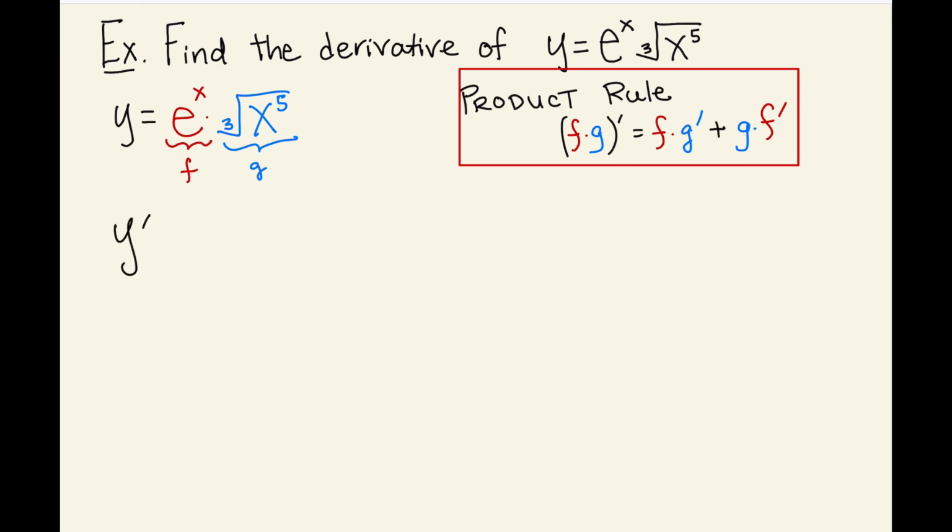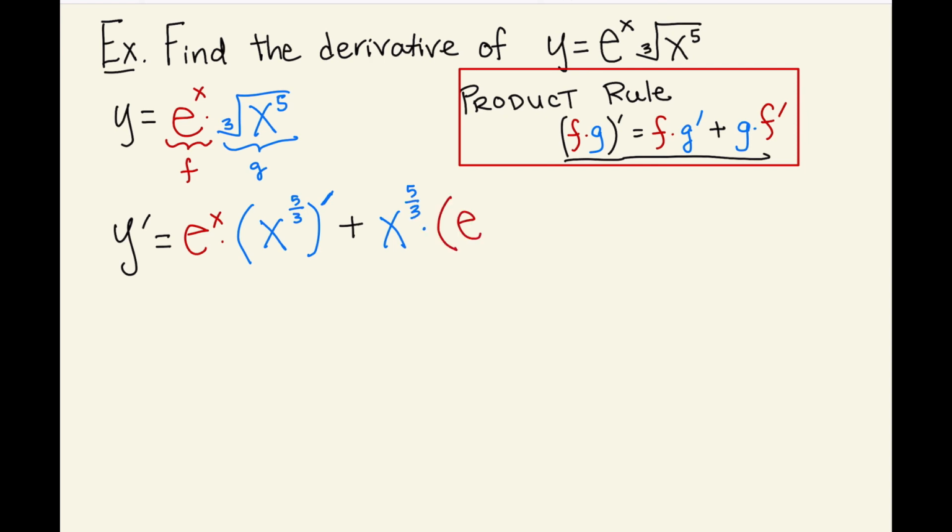Okay, so y prime. So I start off by taking the function f and multiplying by the derivative of g. And I'm going to write g as x to the 5/3 with a rational exponent. So we take the derivative of that, and then we add, and then I have my function g times the derivative of f.